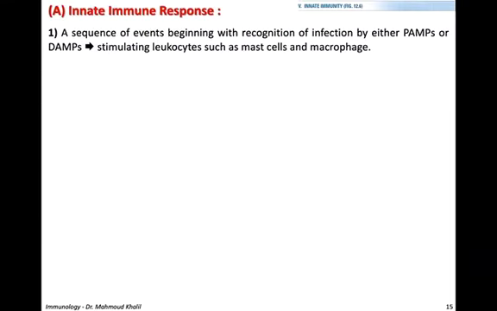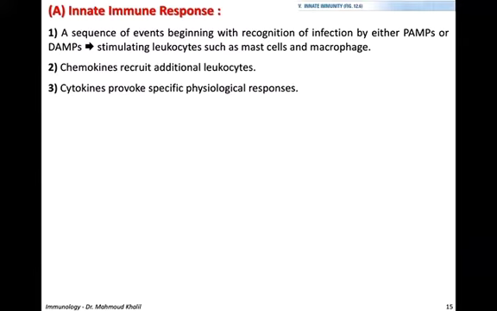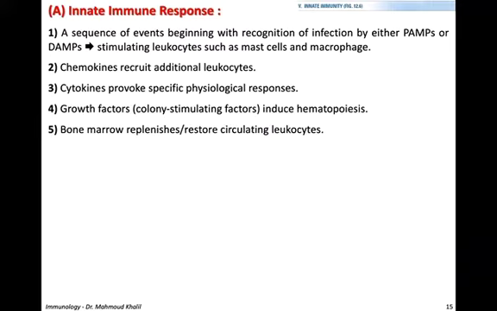So, talking about the innate immune response, actually it's a sequence of events beginning with recognition of infection by either PAMPs or DAMPs. And these will stimulate the leukocytes such as mast cells and macrophages. The chemokines, which are a kind of cytokines, of course, recruit additional leukocytes. These cytokines provoke specific physiological responses. Growth factors like colony-stimulating factors induce hematopoiesis, of course, which is obvious, to increase the amount of cells in the blood.